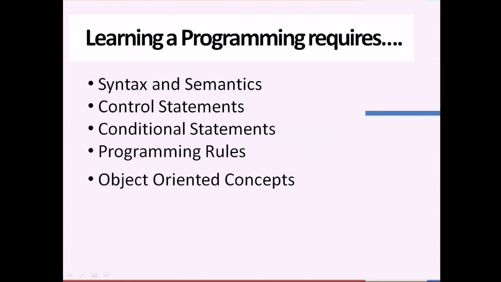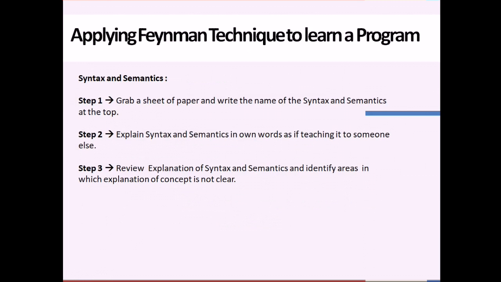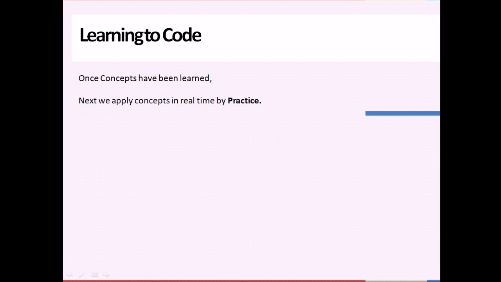You can follow the same approach of applying the Feynman technique for learning control statements, conditional statements, programming rules, and object-oriented concepts. By doing so, you will have a clear understanding of all those things, and you can start writing code and create an application. For that, I recommend a lot of practice. You need to practice a lot of code and a lot of problems and try to solve them.